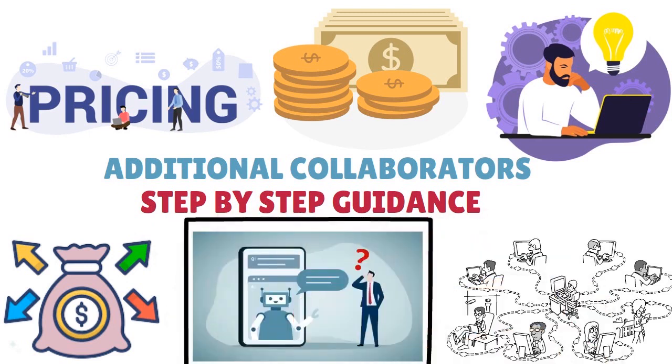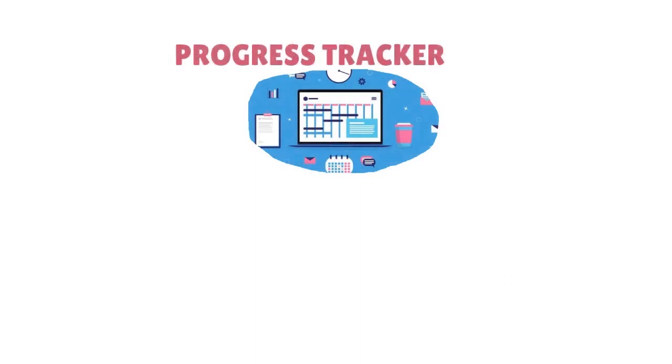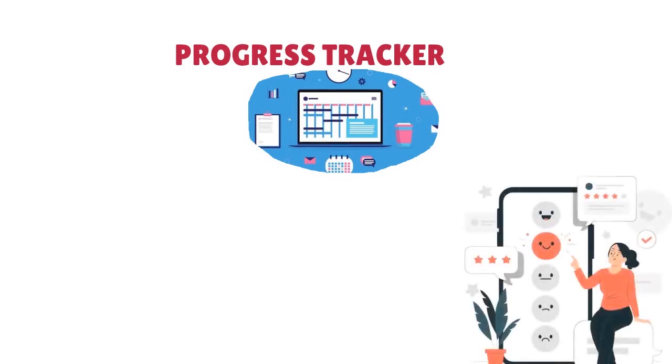AI assistance, you don't have it in IdeaBuddy, you have it in LivePlan. Task management, you have it in both IdeaBuddy and LivePlan. Progress tracker, you have it in both. Real-time feedback, you have it in IdeaBuddy, but you don't always have it in LivePlan. Okay, you have drag and drop templates in LivePlan, of course. In IdeaBuddy, no. And the pin board, you have it in LivePlan.